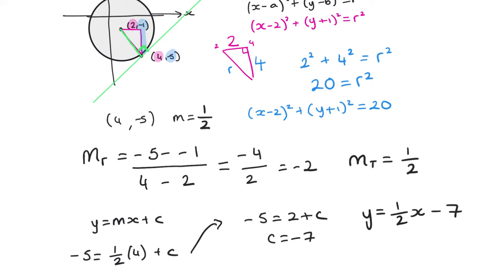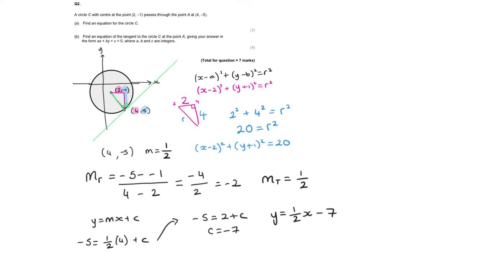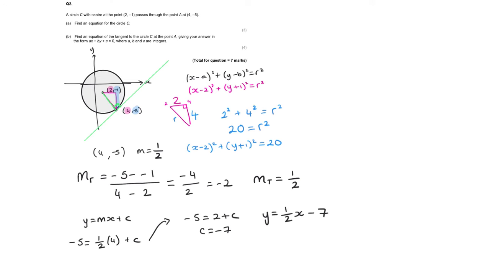However, let's go back and read the question and see what form it would like it in. It wants it in the form ax + by + c. So that means I currently have a fraction, and a, b, and c need to be integers, and an integer is not a fraction, yeah? So how do I get rid of this fraction? How do I manipulate this? I'm going to multiply everything by 2. So that means every single thing by 2, I get 2y = x − 14.